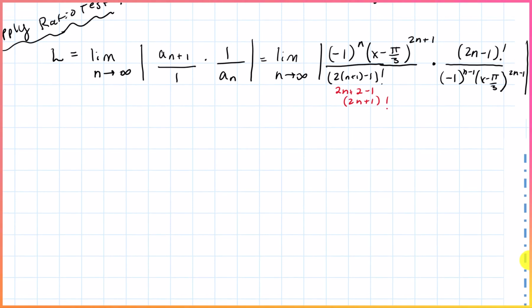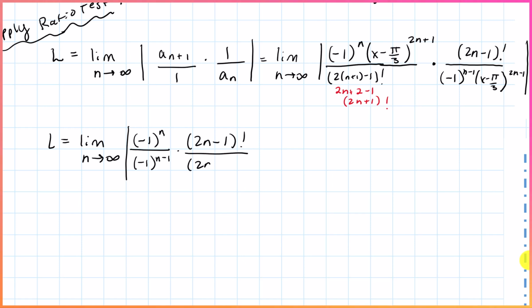So I'm going to go ahead and simplify here, and my limit as n goes to infinity. As I'm simplifying, I'll write it all out here for you on this first one. Negative 1 to the nth over negative 1 to the n minus 1. With the ratio test, I like to group. I have 2n minus 1 factorial on the top and a 2n plus 1 factorial on the bottom. And then I've got an x minus pi over 3 to the 2n plus 1, and in the bottom, an x minus pi over 3 to the 2n minus 1.